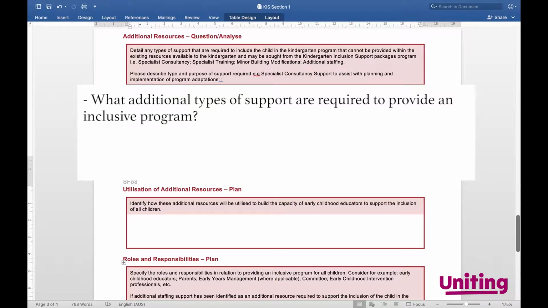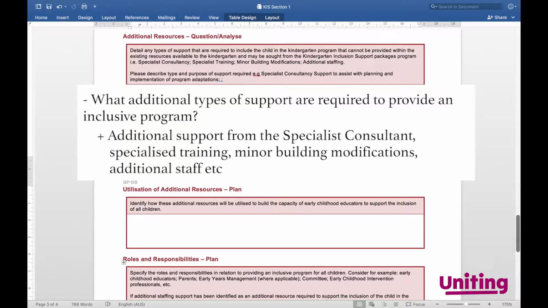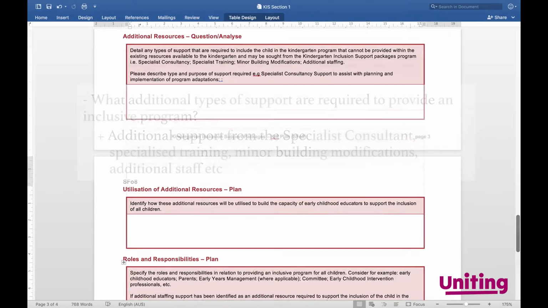Some additional resources may include support from the specialist consultant to assist with any modifications and adaptations to the program, specialised training that would support individual children with high and complex needs, minor building modifications that assist the child's access, additional staff to provide a safe and inclusive program for all children.